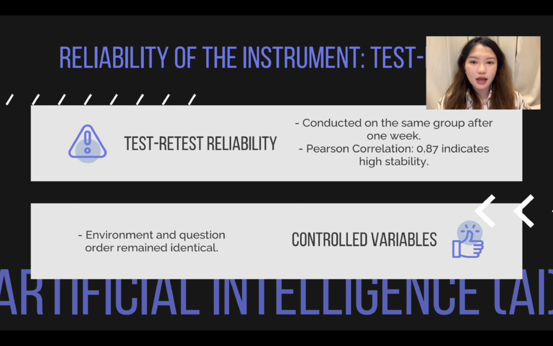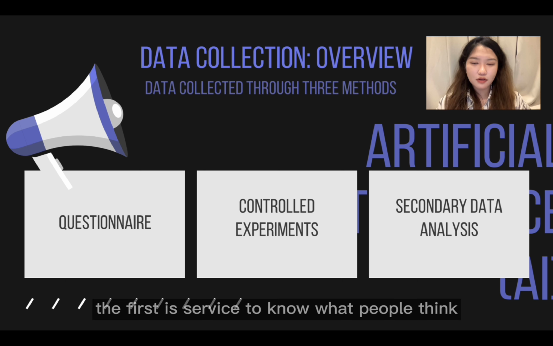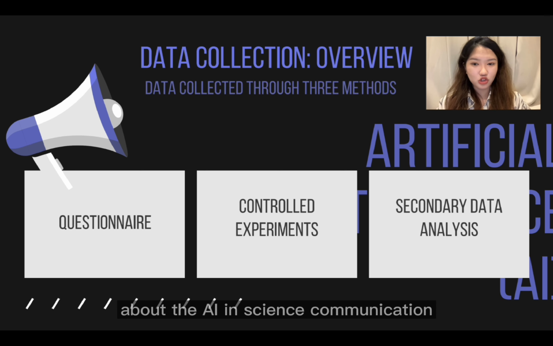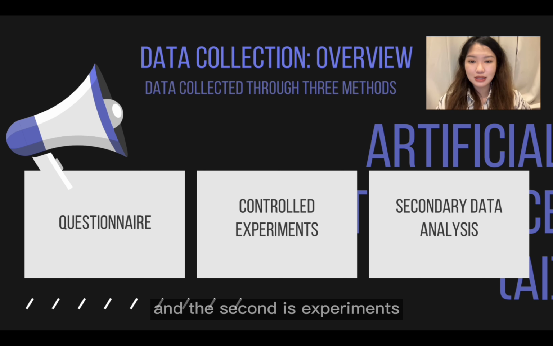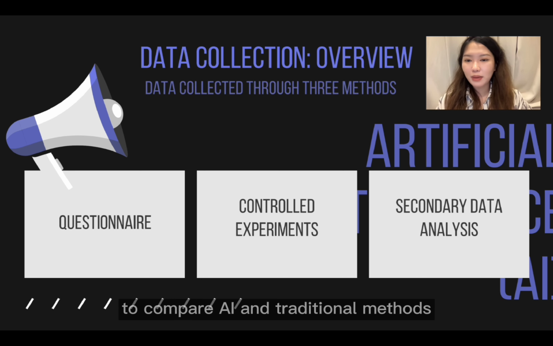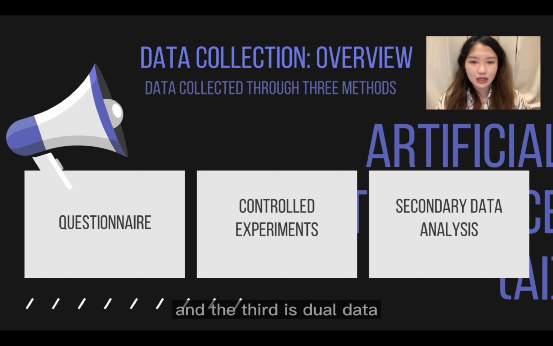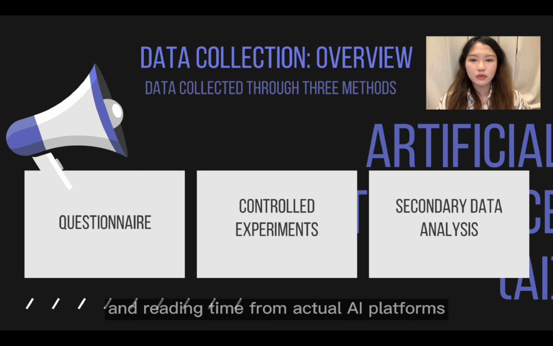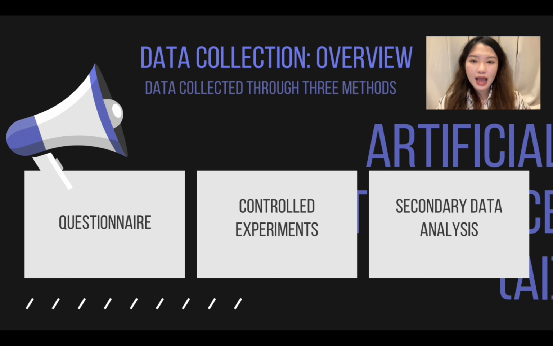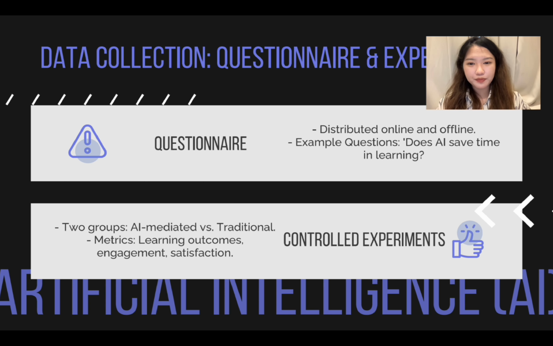Next, we collected data. The first is surveys to know what people think about AI in science communication, and the second is experiments to compare AI and traditional methods. The third is real-world data. We use numbers like click rates and reading time from actual AI platforms.